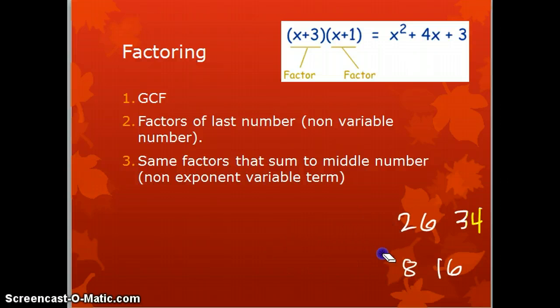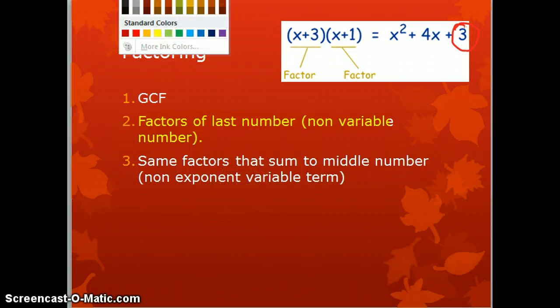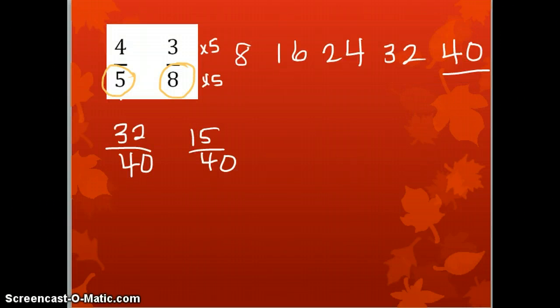Now we're looking for the biggest number that's made up. Then we can go into step 2. It says factor the last number, the non-variable. So we are looking for this last number that's non-variable, the factors of it. So what multiplies to 3? Well, the only thing that multiplies to 3 is 1 times 3.